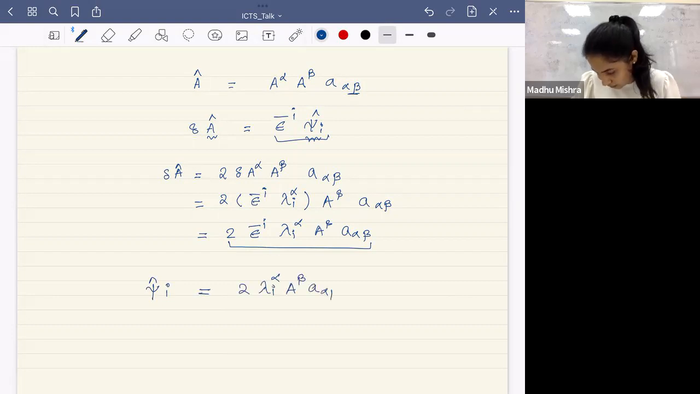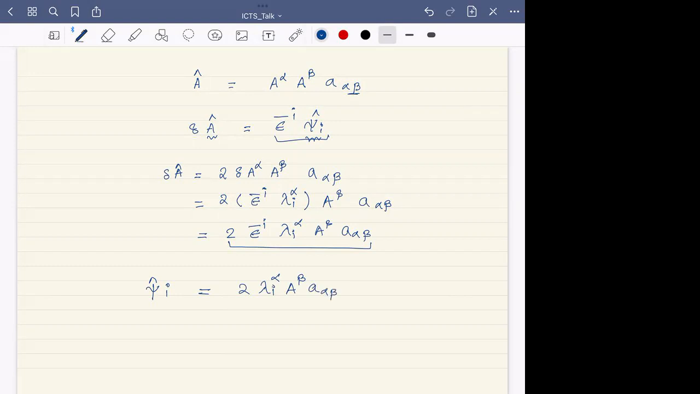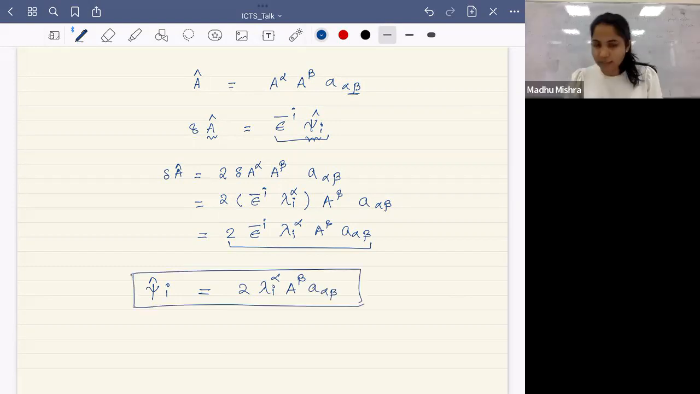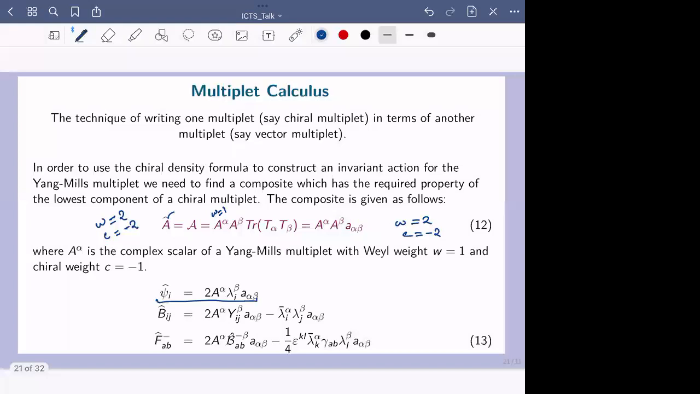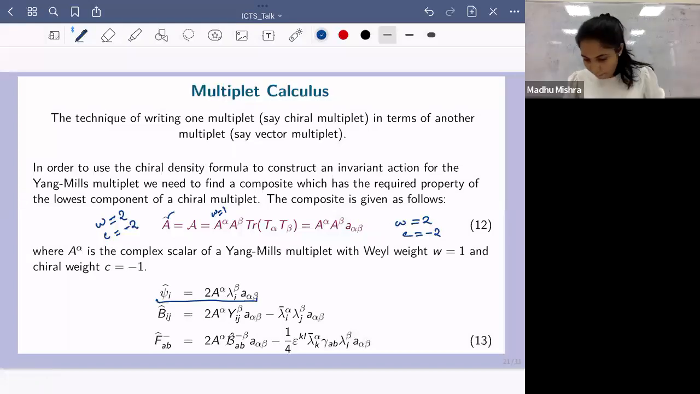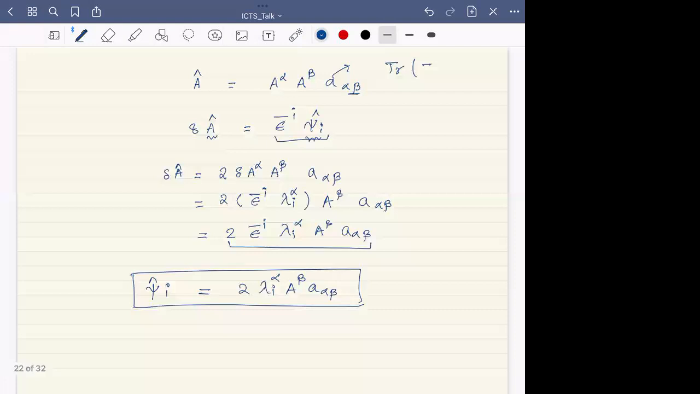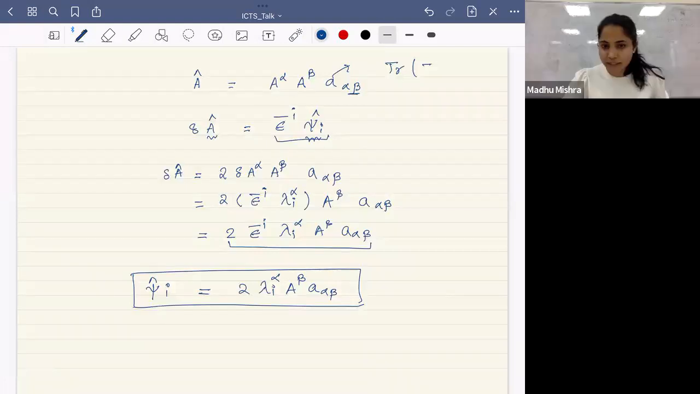fields of the Yang-Mills multiplet. Is A alpha beta symmetric? Yes, it is symmetric because this is basically a trace. So inside the trace, alpha beta is symmetric, because otherwise the first expression won't work. Yes, it's symmetric under alpha and beta. That is why this is 2, and that is why we can write this expression. So what we obtain is the second field of the chiral multiplet in terms of this combination of the Yang-Mills multiplet.